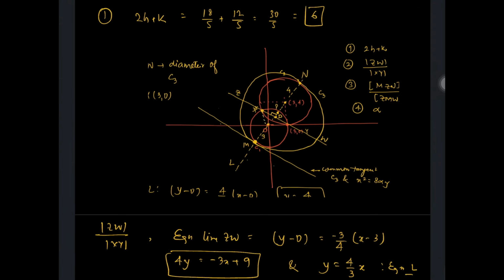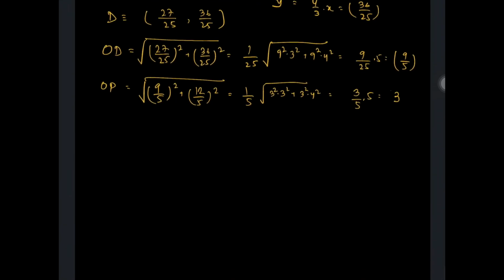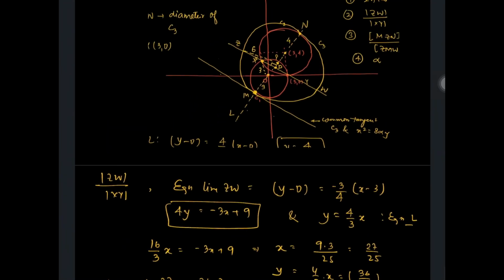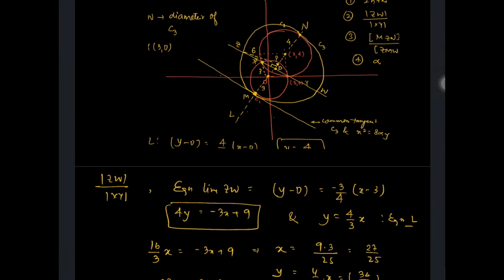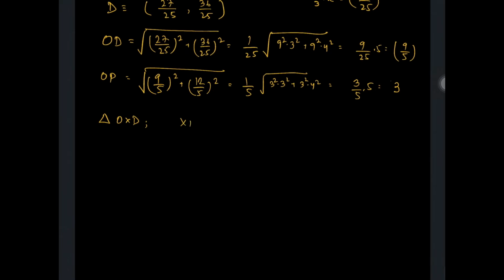OX, this radius is 3, and OP, this is 3. Now let's take a triangle OXD. So in OXD, XD square is OX square minus OD square. So XD square is OX square minus OD square. OX square is 3 square and OD square is 9 square by 5 square.